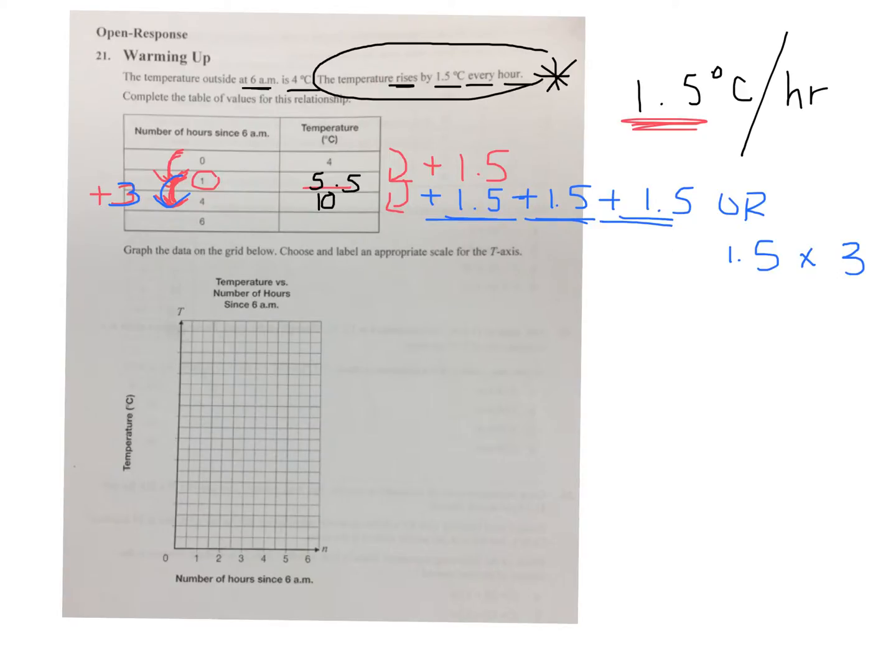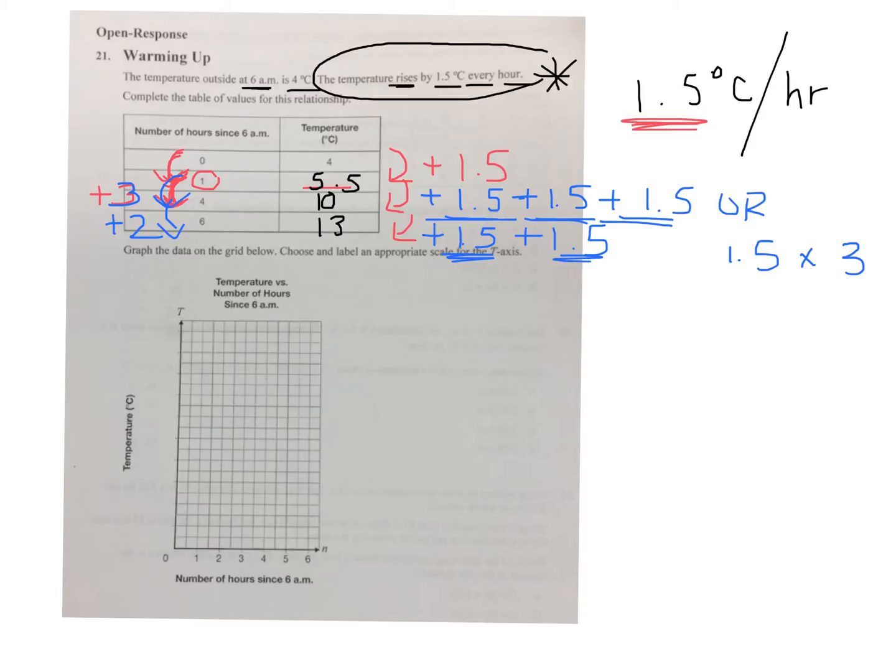Look at the next one. You have to pay attention to this table. Now how many hours have gone by? From 4 to 6, how many hours passed? 2 hours. So now to get the answer for this one, how many times do I have to add 1.5? If 2 hours pass, I'm going to add it twice. So what's 10 plus 1.5 plus 1.5? 13.